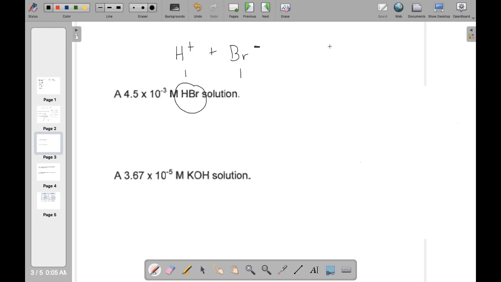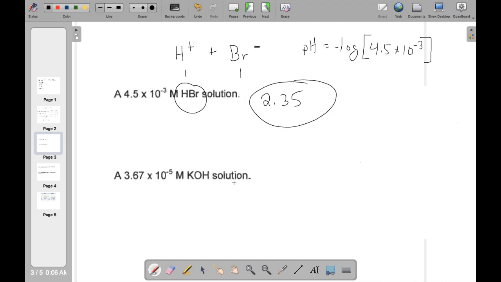So I'll just go back to my pH equals minus the log of my concentration, and I will do that in my calculator. Minus the log of 4.5 to the minus 3, and I get about 2.35. That's easy. Let's move down.